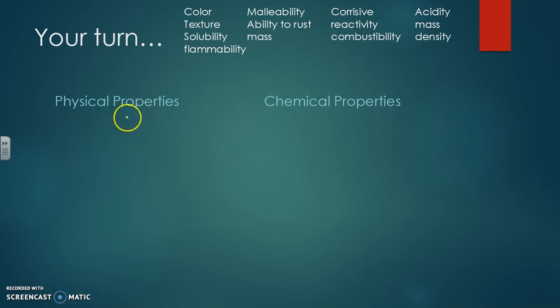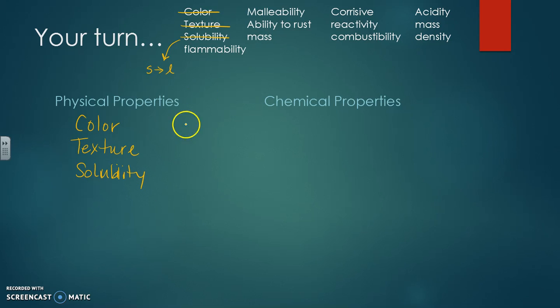Okay, physical properties are things that you can say about something by looking at them without testing them or messing with them. So if you see color, that's going to be a physical property. Texture, the way something feels, if it's smooth or rough, that's a physical property. Solubility is talking about how something dissolves in water. If it dissolves in water, it's just simply going from a solid to a liquid, so that's going to be a phase change. That is a physical property.